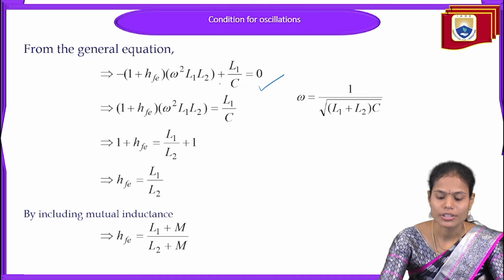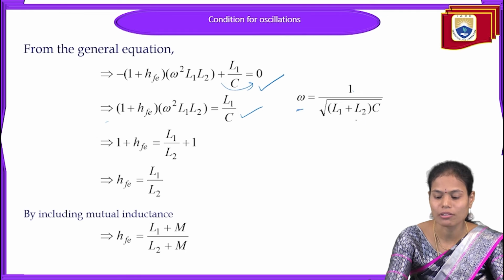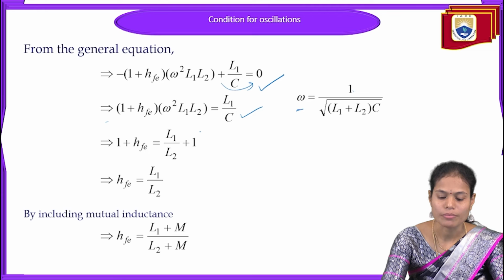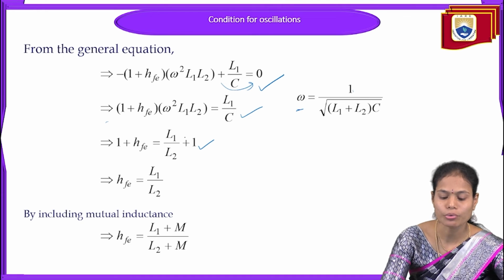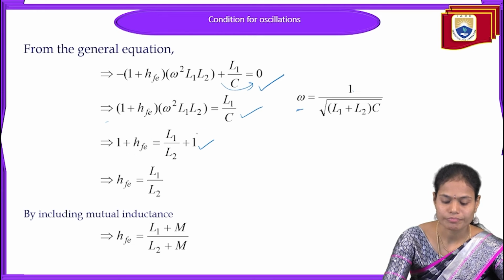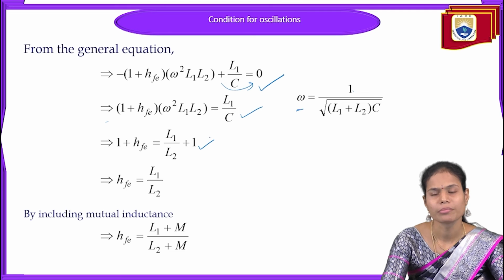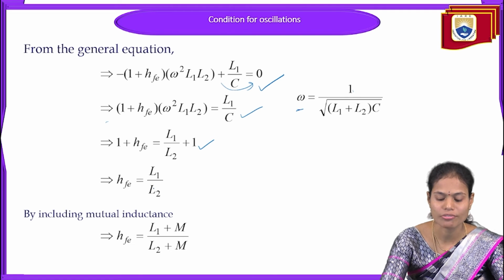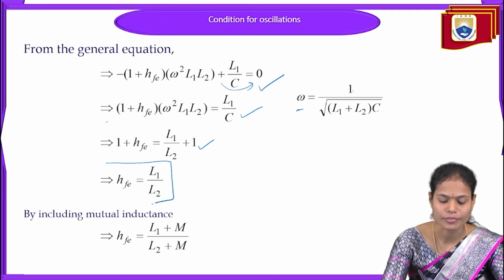So this term we are taking to the right side, and the minus will get cancelled. You will get L1 by C, and here the omega value is 1 by under root of L1 plus L2 into C, which we have just calculated. If we substitute that here, we will get 1 plus hfe equal to L1 by L2 plus 1. Take this one to the right side, and we will get 0. So hfe equals L1 by L2.